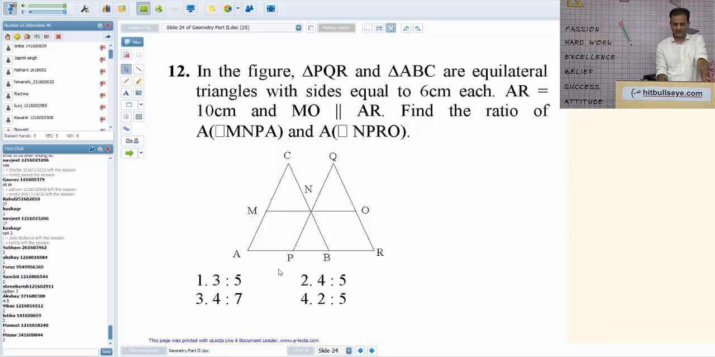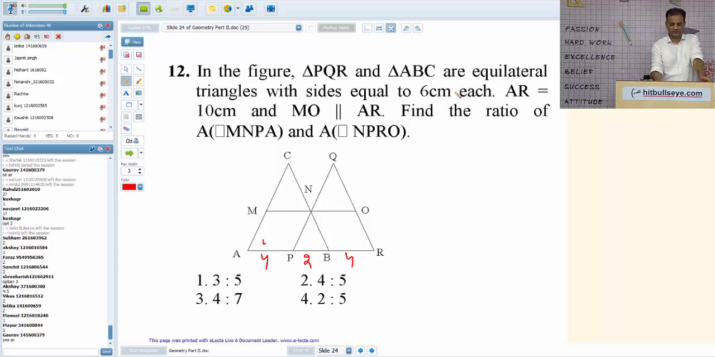Okay, now friends, see how we can do it. Is it clear to everyone that this AP will be 4, PV will be 2 and BR will be 4? Any doubt about this? Because sides AB is 6, PR is 6, and total AR is given equal to 10. So the intersection will be 2. No need to solve this.